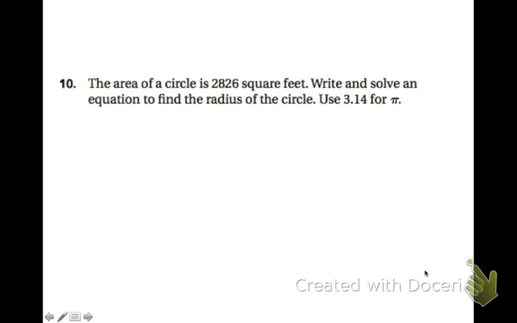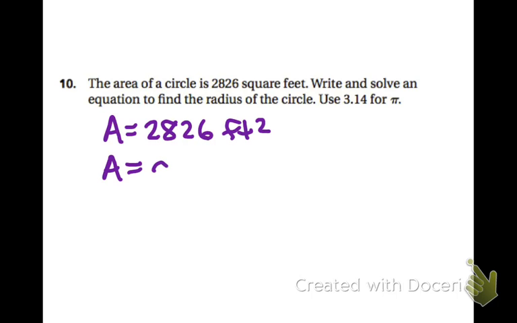The last example is very similar to activity 2. If we're told that the area of a circle is 2,826 square feet, we want to write and solve an equation to find the radius of the circle using 3.14. So let's just jot down some of the things we know. We know the area formula for a circle to be pi r squared. So if we substitute in the value, we get 2,826 is equal to pi r squared.